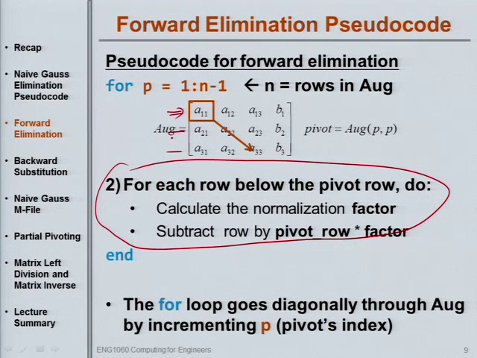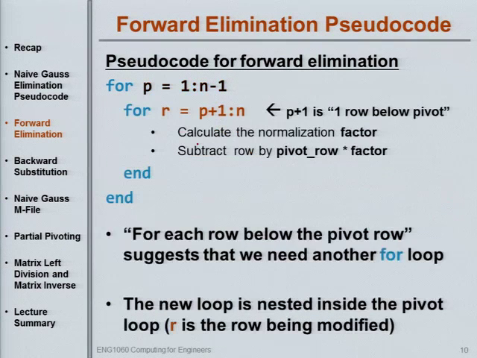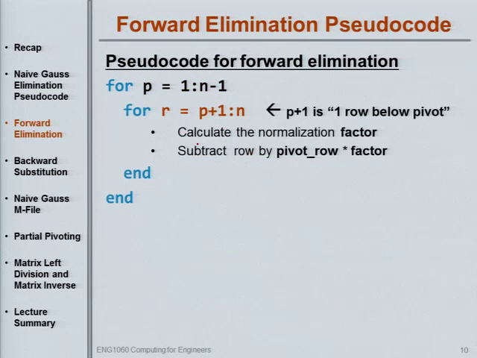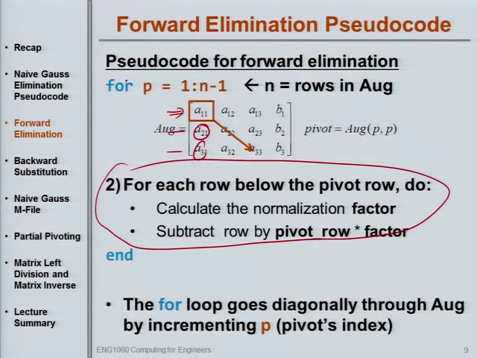Okay, so it's going diagonally down, because remember, once we've got to a certain point, everything to the left of the pivot is already 0. So we don't have to do anything to those things. Okay, so just going back. So we've got this loop here. This is the outside loop. We're going from row 1 to row n minus 1.